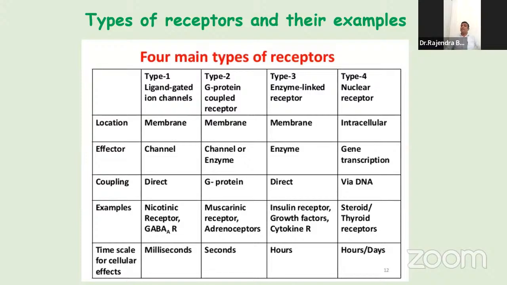So that is what? Alpha 2 agonist, example of the alpha 2 agonist. That is what? Clonidine, apraclonidine, right? So a number of the drugs are there. Okay, so this is about the type 2 receptor.